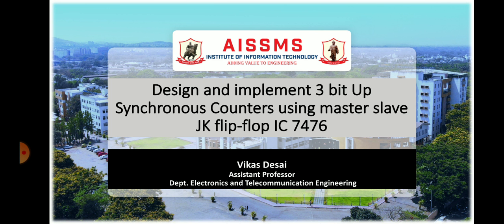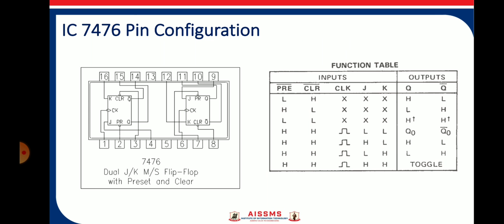Today we are going to learn how to design and implement a 3-bit up synchronous counter using master-slave JK flip-flop IC7476. In IC7476, it contains two master-slave JK flip-flops with preset and clear pin. Here the preset pin is used to set the value to 1 and clear pin is used to set a value to 0. But in this 7476 both preset and clear pin are active low.